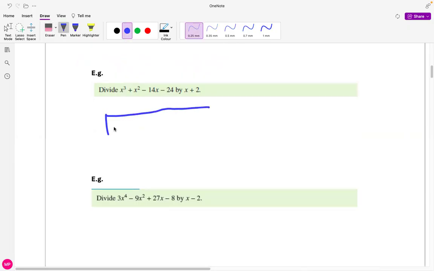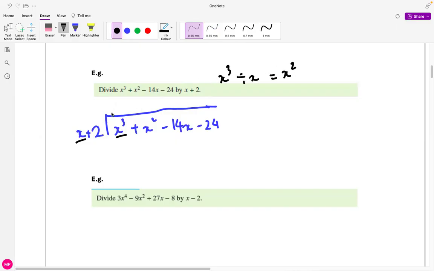All right, so we have x cubed plus x squared minus 14x minus 24, and you're going to divide it by x plus 2. Just like you normally divide. What you do first is x cubed divided by x, which will give you x squared. So you write x squared on the top. Then you multiply backward, x squared times x, which gives you back x cubed.